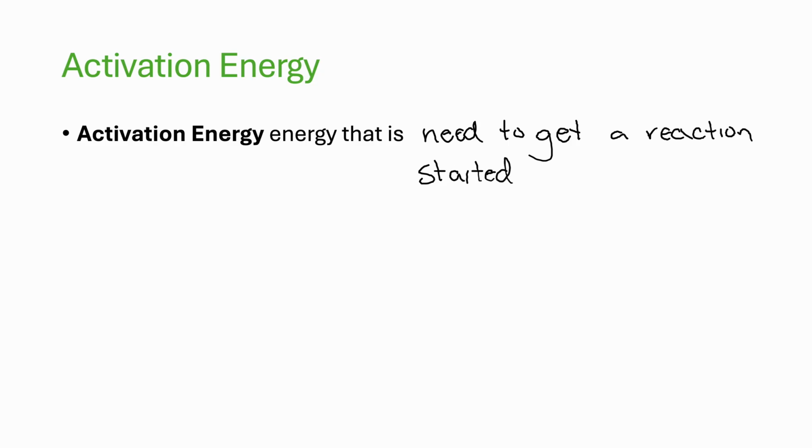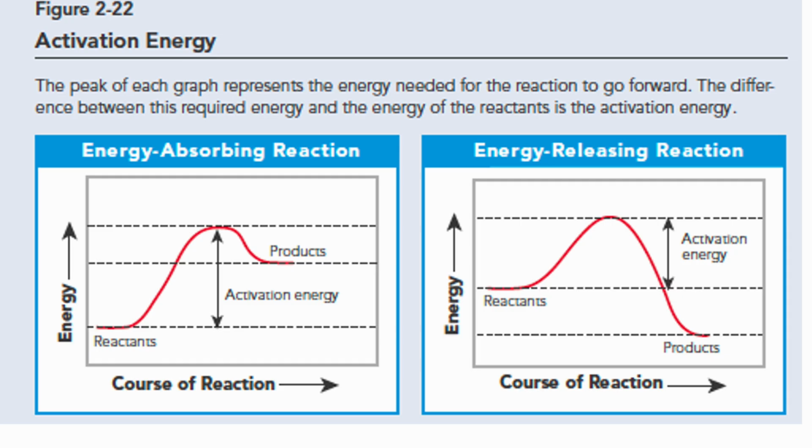So in order to activate, it needs to have this input of energy in order for the chemical reaction to occur. So if we look at this figure of 2.22, right? Activation energy, the peak of each graph represents the energy needed for the reaction to go forward. The difference between the required energy and the energy of the reactants is the activation energy.